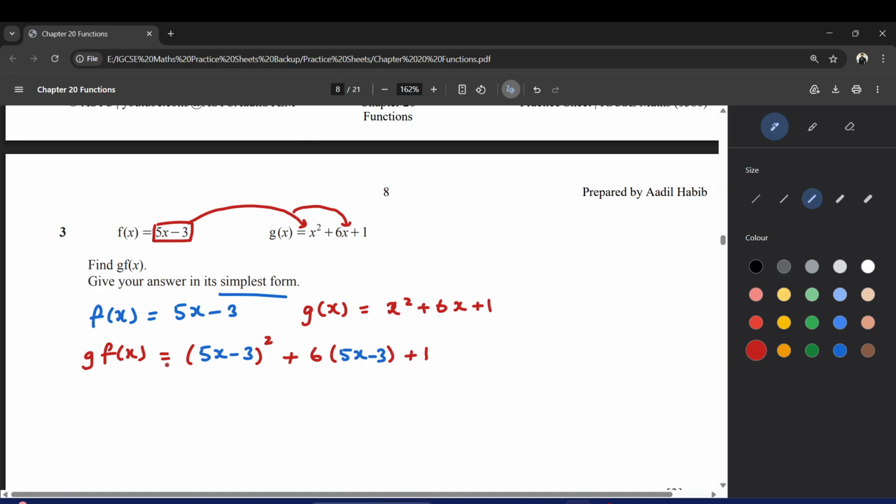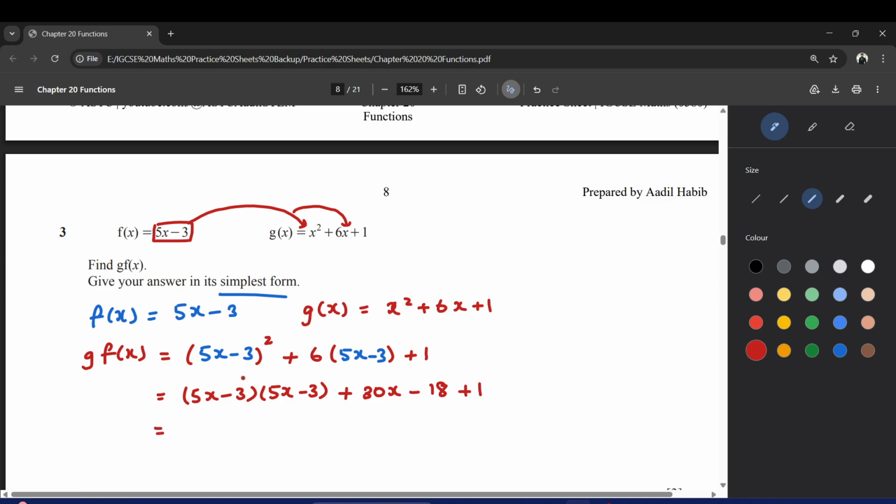Once you have done this, the rest of it is just algebra. Now 5x minus 3 means 5x minus 3 whole square. So that would be 5x minus 3 times 5x minus 3, plus 6 times 5x, that would be 30x, and 6 times minus 3, that would be minus 18, plus 1.